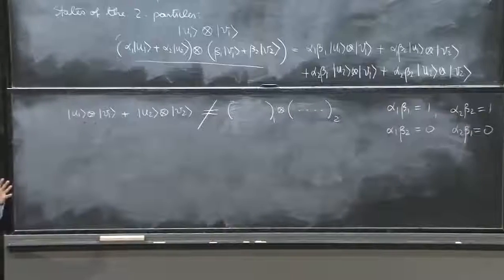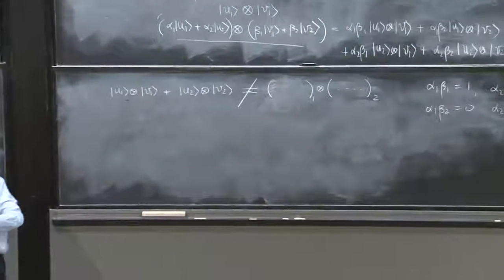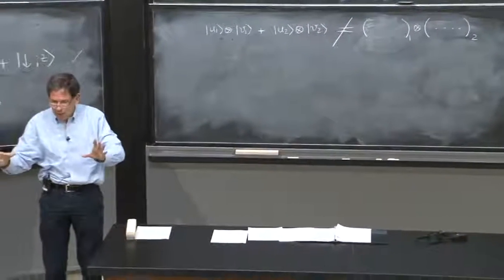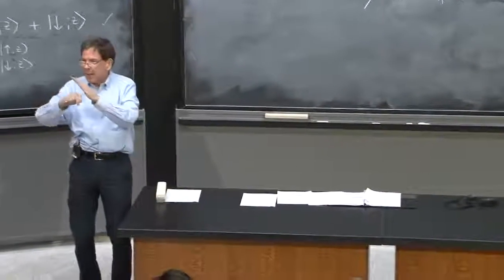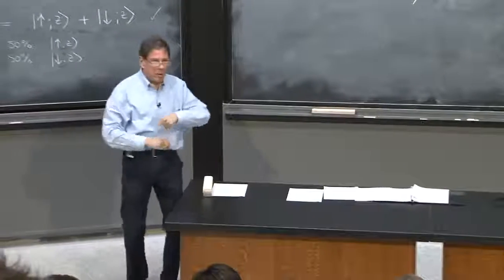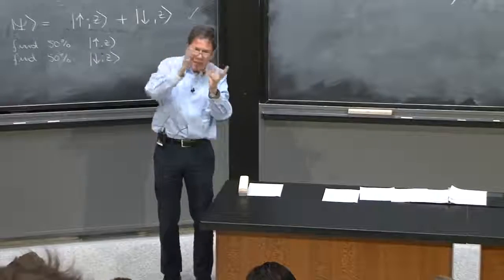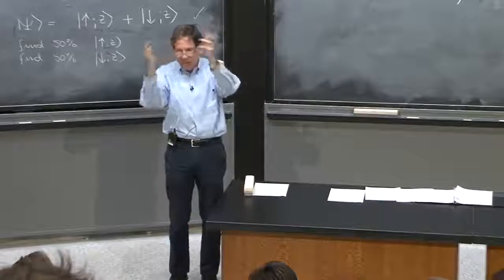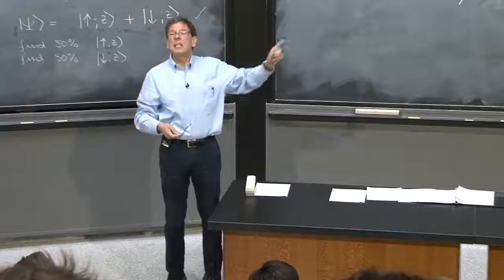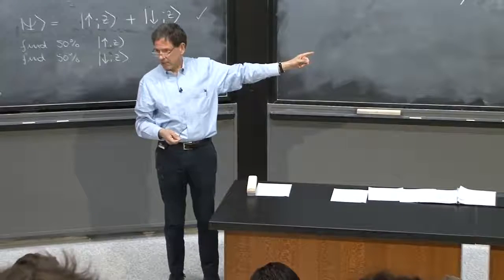It's a funny state in which you cannot say that this quantum state can be described by telling what the first particle is doing and what the second particle is doing. What the first particle is doing depends on the second, and what the second is doing depends on the first. This is an entangled state.